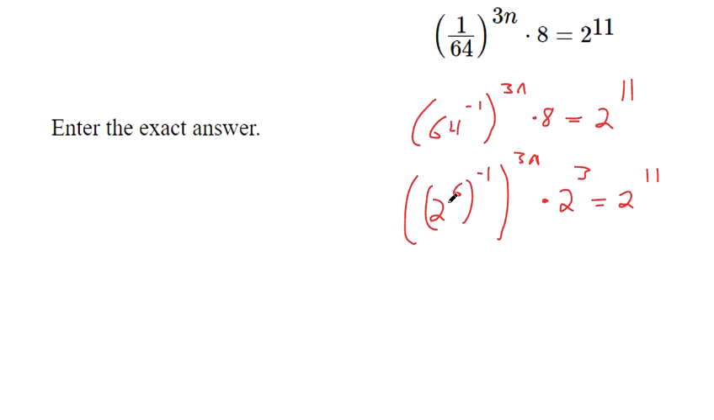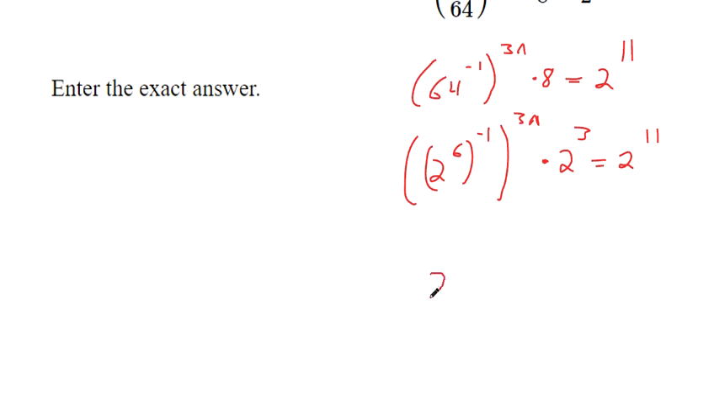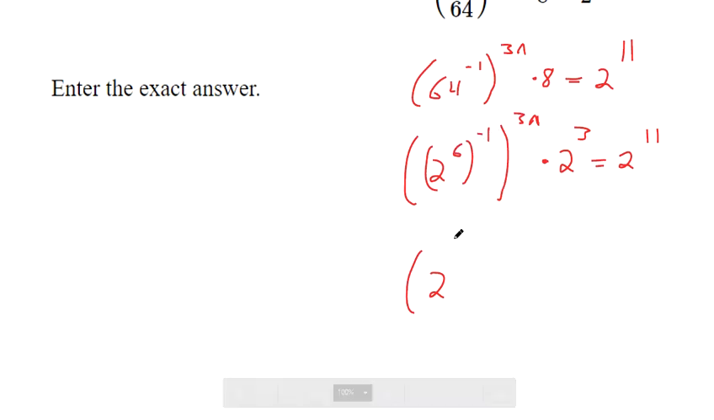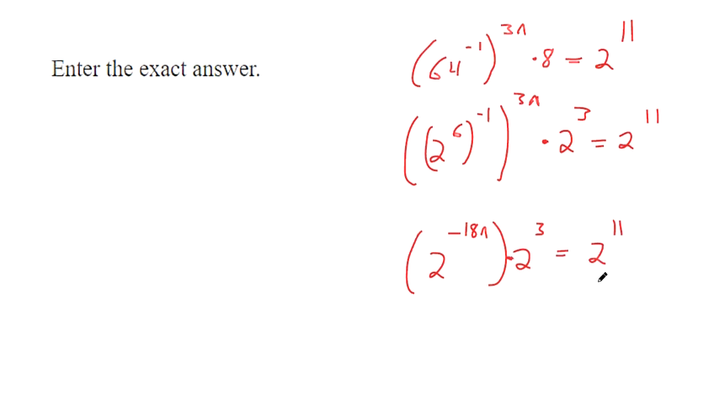Now look, you got it. 2 to the 6 to the power of negative 1 to the power of 3n. When you have powers on top of powers, they multiply. So all we have to do to simplify this big crazy parentheses is do 6 times negative 1 makes negative 6. Negative 6 times 3n makes negative 18n. We still have that times 2 to the 3rd on the outside equals 2 to the 11th.